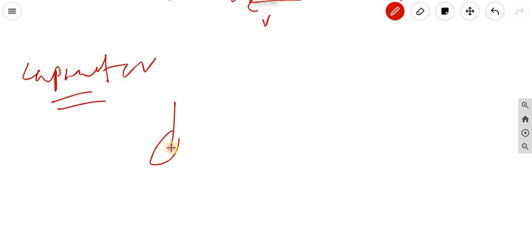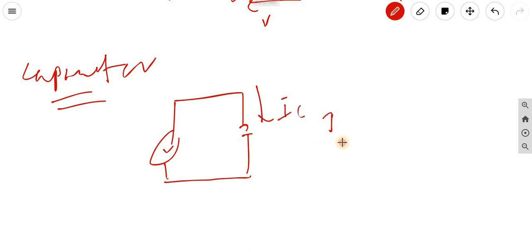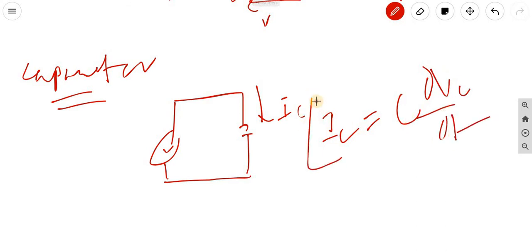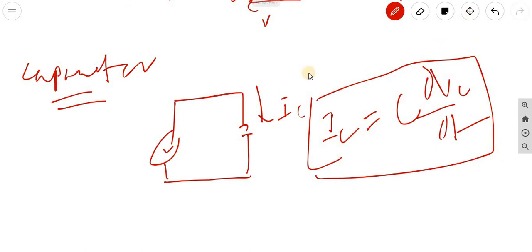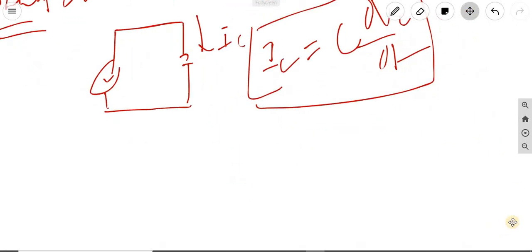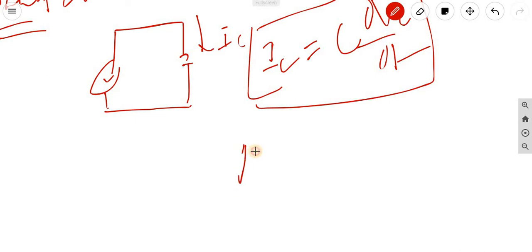So for the capacitor, if you take one voltage source and the capacitor, the capacitor current, as we know, is C dVc by dt. From this equation, in the same way, you can find the relationship between the voltage across the capacitor and the displacement current through the capacitor.